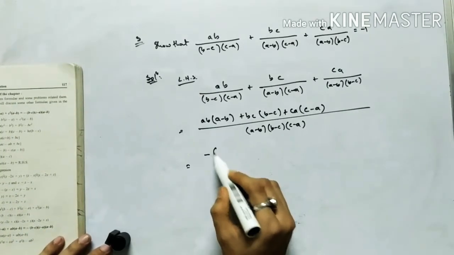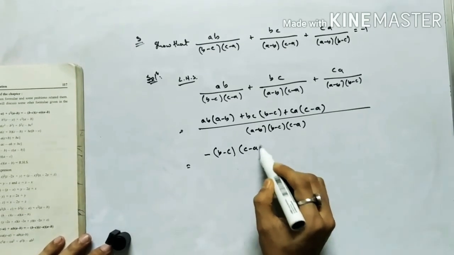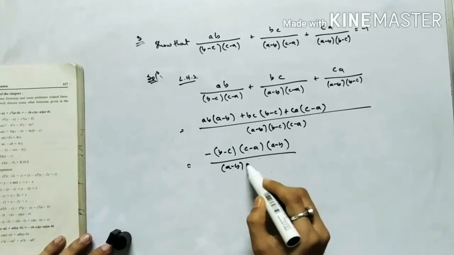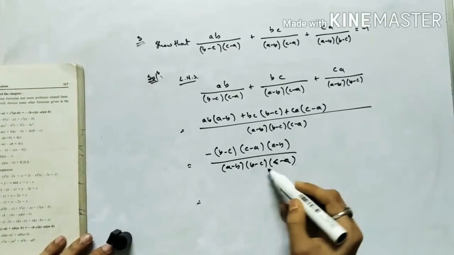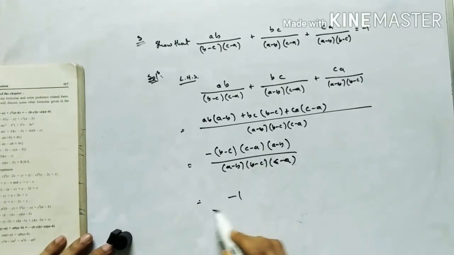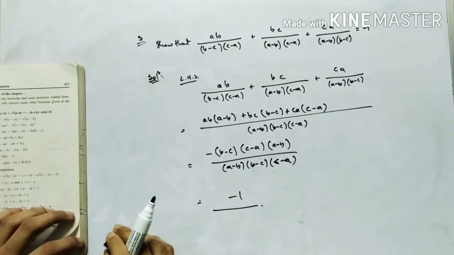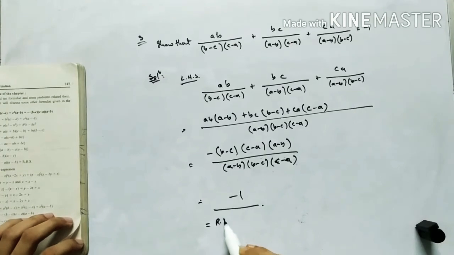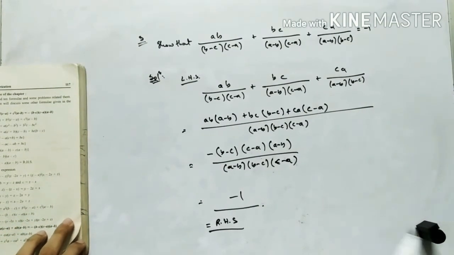Okay, formula number 12. This becomes minus B minus C, C minus A minus B by A minus B, B minus C, C minus A. So this one will cut and ultimately I will get -1, which is equal to RHS.